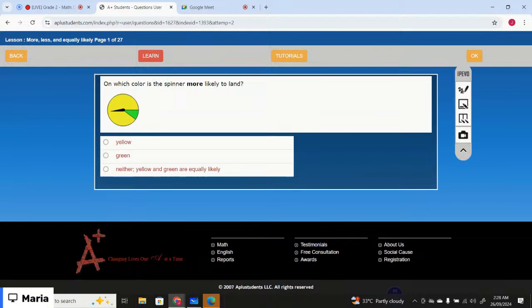On which color is the spinner more likely to land? Yellow, green, neither, or yellow and green are equally likely. So which is the correct option?